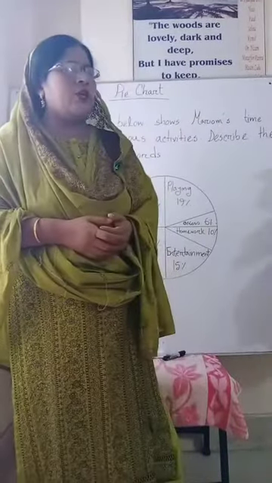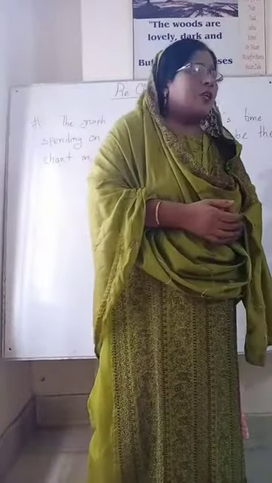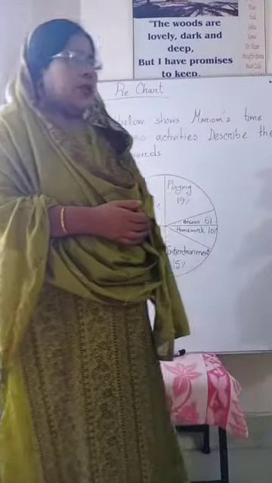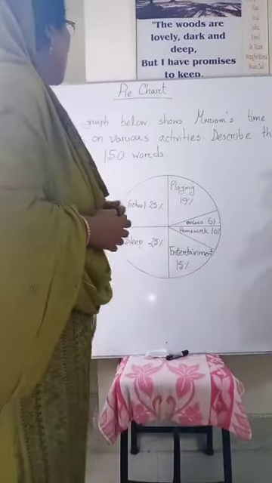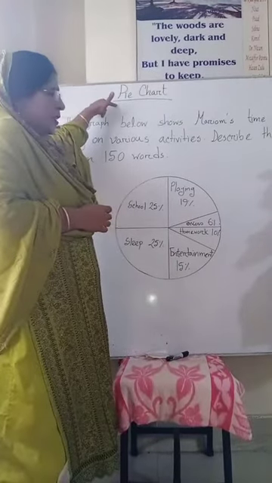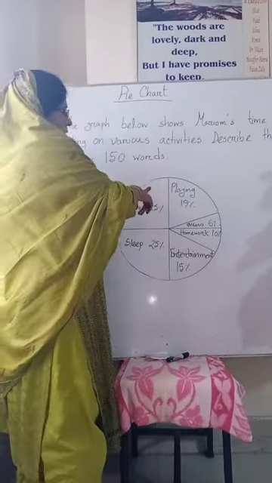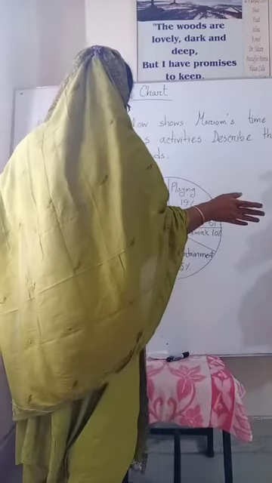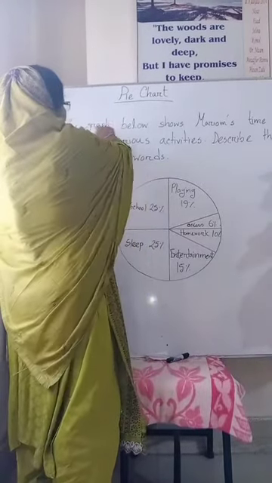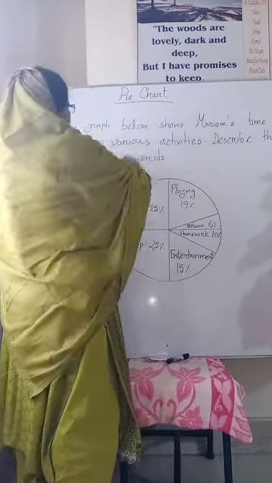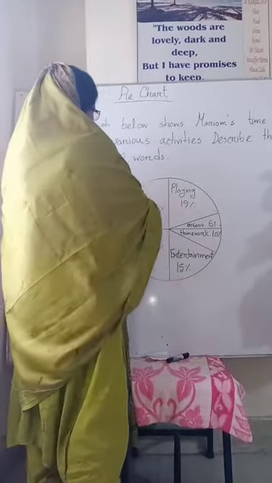My today's session, dear learners: in my previous session I tried to help you understand the column chart. And in today's session I want to help you understand the pie chart. This is a pie chart, a round chart, or you can call it that. Here we find that the graph below shows Morium's time spending on various activities. Here is a pie chart, round shape.